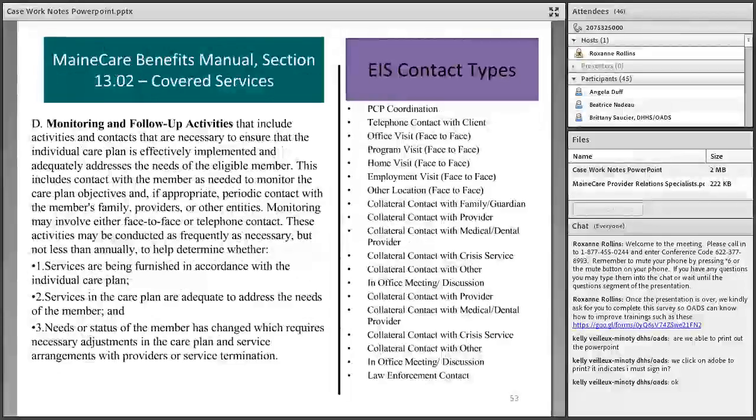And then all the other contact types, including the contact types with the client, are covered under 13.02D, which is monitoring and follow-up activities. So 13.02D justifies most of the work that a case manager does on a regular basis.